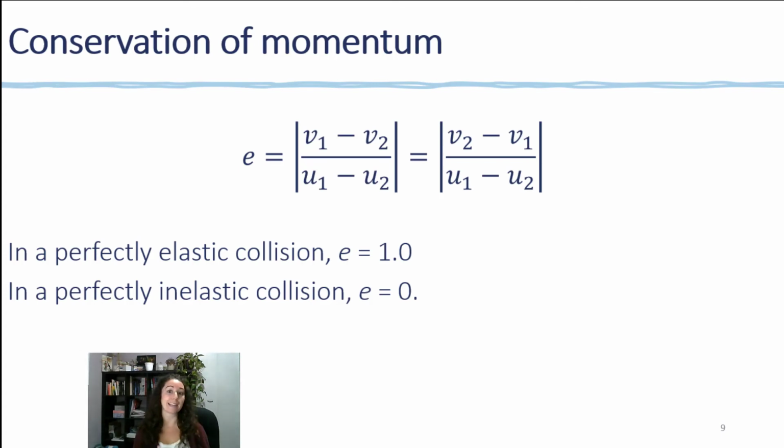For perfectly elastic collisions, the coefficient of restitution is 1. That's the maximum value. And for perfectly inelastic collisions, where the objects just stick together, the coefficient of restitution is 0. That's the minimum value. And if we know the coefficient of restitution for the two objects in an elastic collision, then this, along with the conservation of momentum equation, gives us the information that we need to determine the post-collision velocities of the colliding objects.